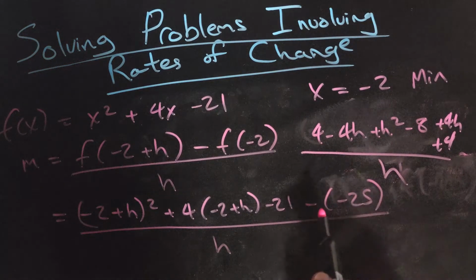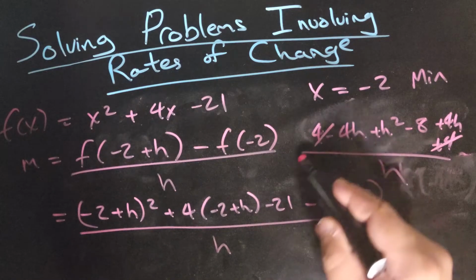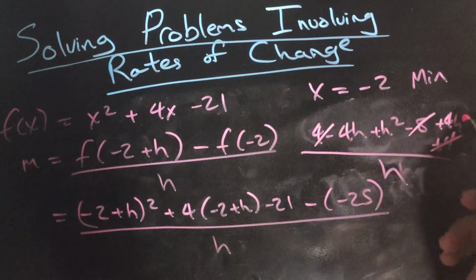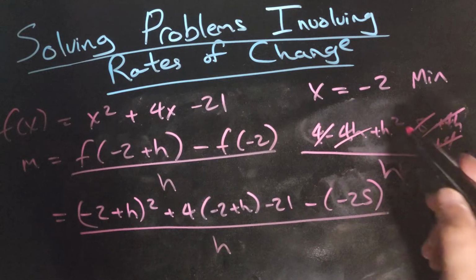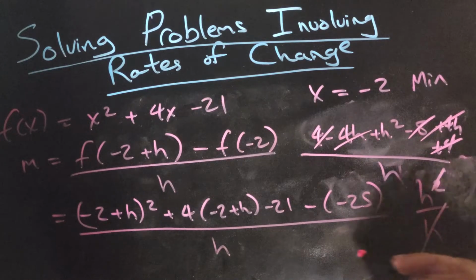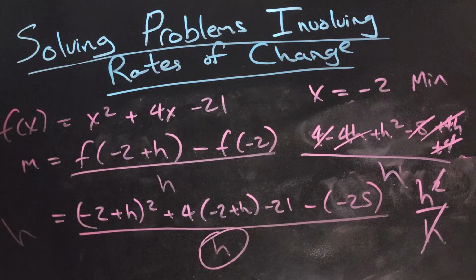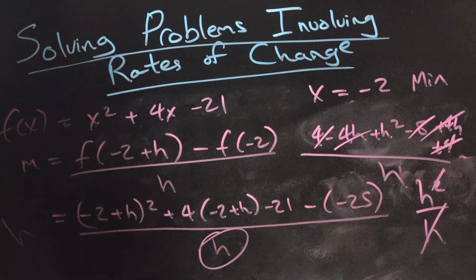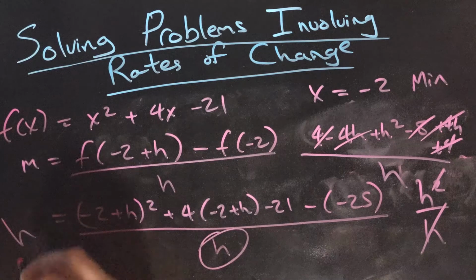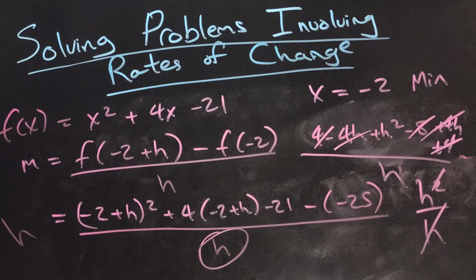So the plus 4 and minus 8 will cancel out. The -4h plus 4h will cancel out, leaving us with h squared over h, which is just h. So if we were to use a very, very small value here, all we've done so far is prove that we can use h as a small increment here.